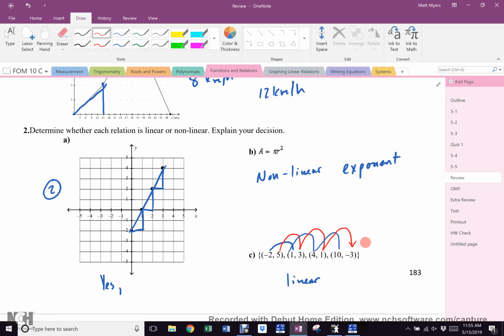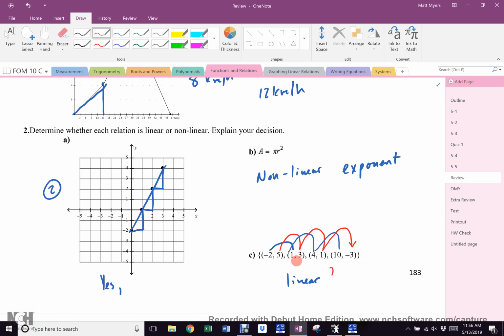It is the same. Because what's between 4 and 10? 6. Or not 6. We're going by 3s, right? So the next one would be 7. And what's between 1 and -3 is 4 spaces, right? Everybody understand? Right? So it's linear because, again, the rate of change is constant. Over 3, down 2, over 3, down 2, something like that. Everybody cool?